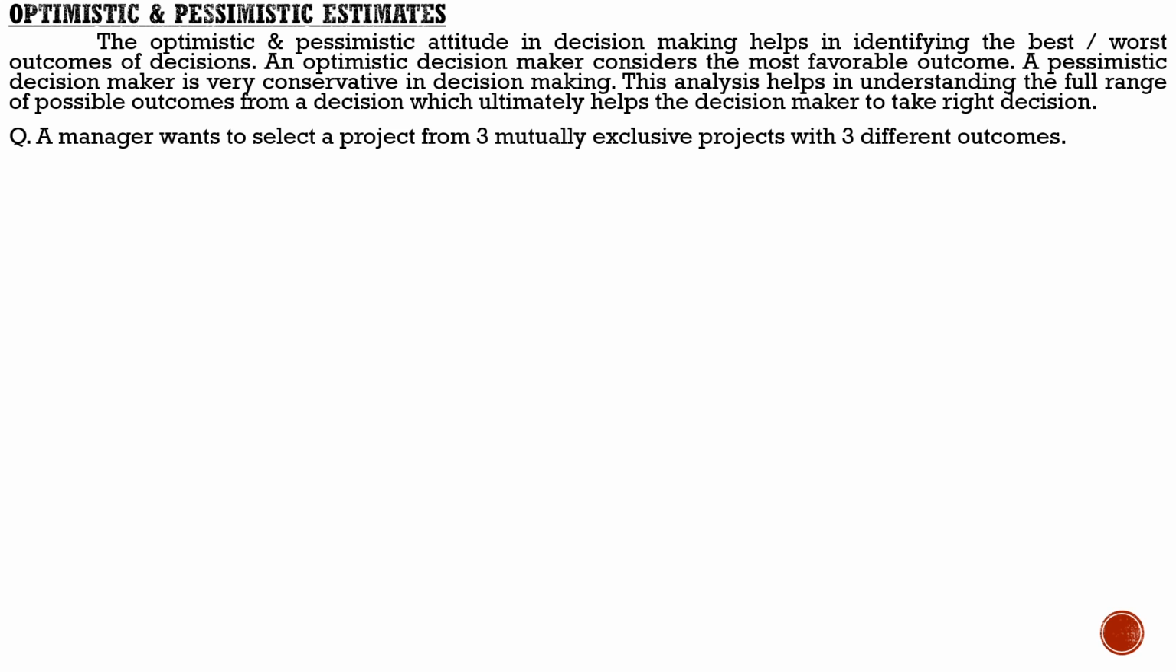So let us discuss the same situation with a practical example, then you will get a clear picture regarding the optimistic and pessimistic estimate concept. A manager wants to select a project from 3 mutually exclusive projects. I hope you know what is meant by mutually exclusive projects. Mutually exclusive projects means there will be 3 projects which are equivalent with regard to returns or opportunity cost, likewise. Selecting one leads to the rejection of the other 2. That is known as mutually exclusive projects, with 3 different outcomes. See, in this situation 3 different outcomes are given.